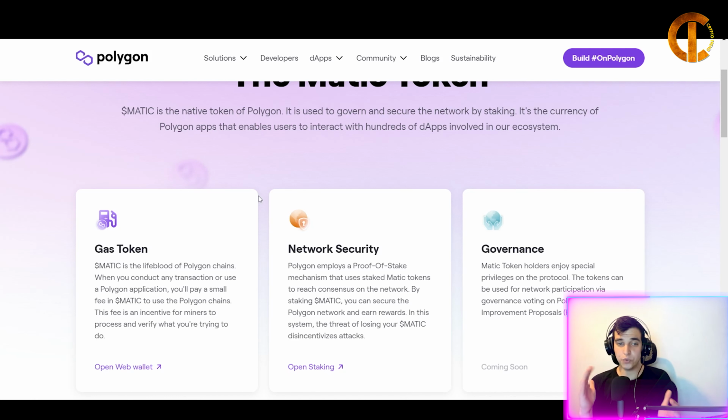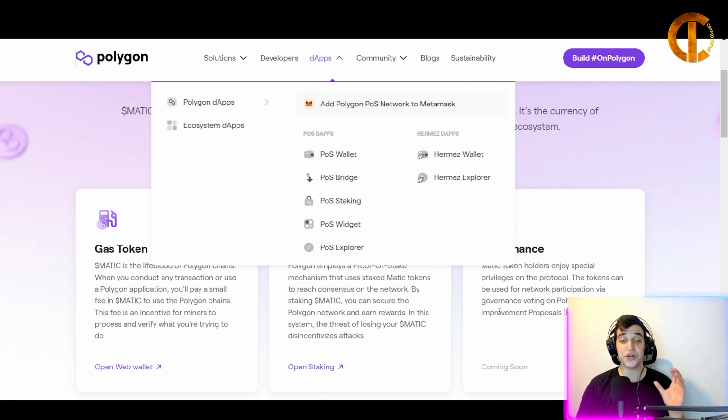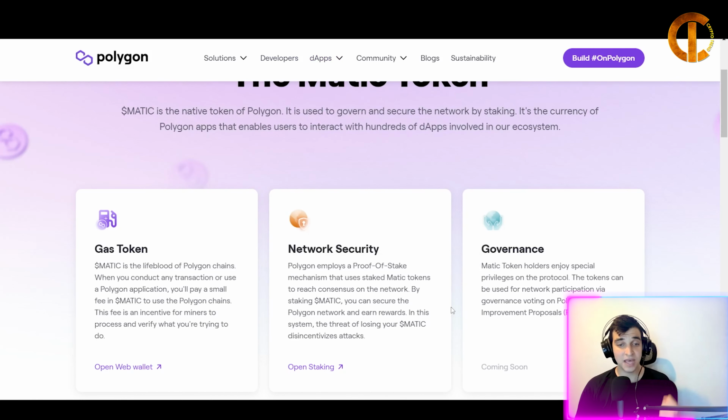Because if you don't verify the transaction, it's not secure, and that's why they employ the proof of stake mechanism, which uses staked Matic tokens to reach consensus on the network. And by staking Matic, you can secure the Polygon network and earn rewards. And in this system, the threat of losing your Matic disincentivizes attacks. Because you don't want, if you're doing something wrong, to lose your money. Of course, you want to earn rewards, and you can do that, as you said, passively as a miner.